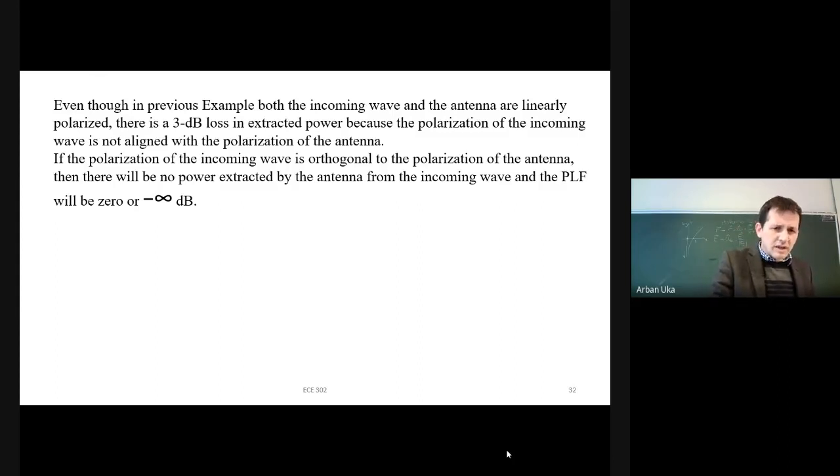If the polarization of the incoming wave is orthogonal, I think we talked about this also a couple of slides before, then we have no power extracted by the antenna at all. So that means that the loss factor will be 0 or minus infinite decibels.